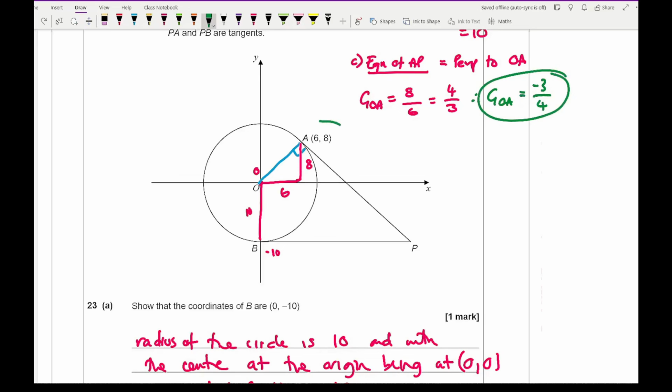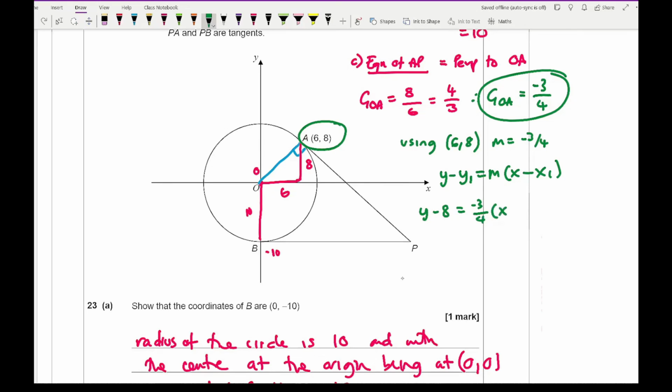Now I know that the coordinate that AP goes through is 6, 8. So using 6, 8 and m equals minus 3 over 4, I'm going to use y minus y1 equals m times x minus x1. Now you can use y equals mx plus c, but I prefer using this equation when you know the gradient and a coordinate. So substituting those numbers in, I get y minus 8 equals minus 3/4 of x minus 6.